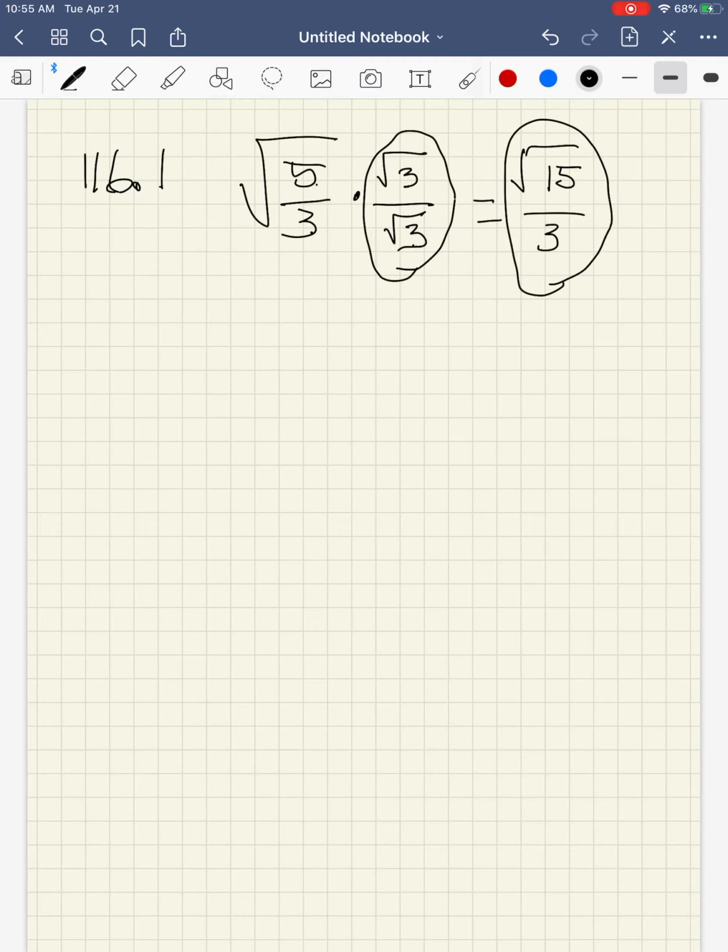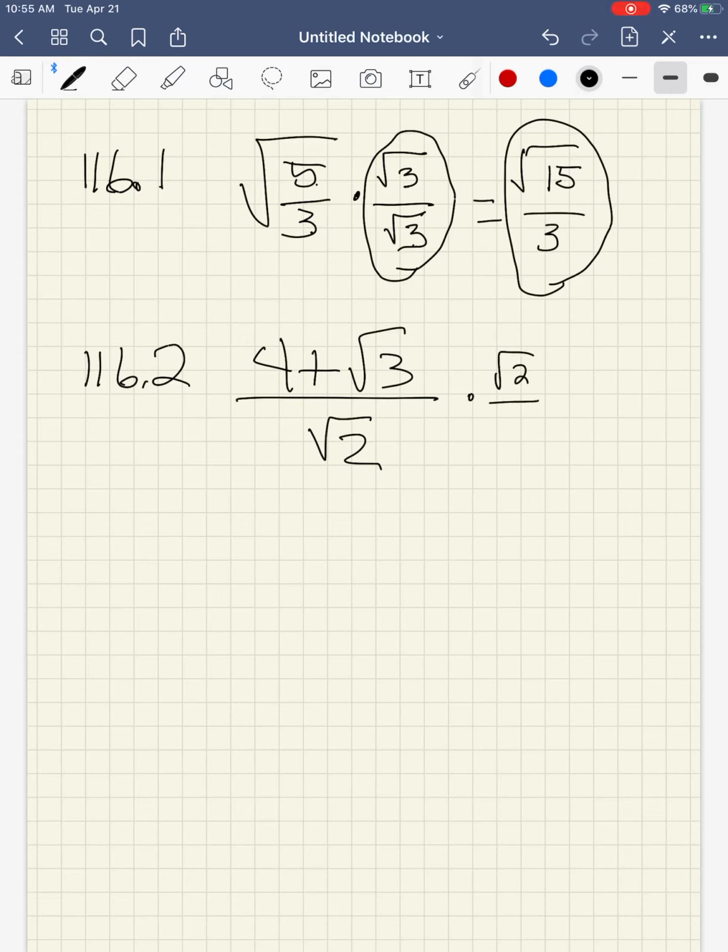Okay, the next one is 4 plus the square root of 3 over the square root of 2. So the only thing that's wrong with this is that square root of 2. So we have to get rid of it. So we multiply by square root of 2 over square root of 2.